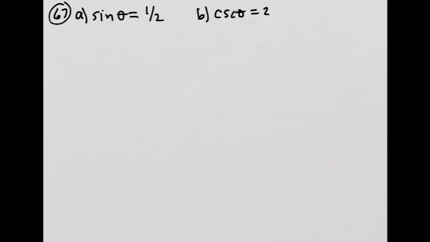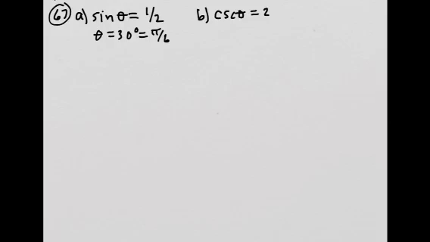So for 67 through 71, we're looking for angles that make the equation true. And again, we're looking only in quadrant 1, both in degrees and in radians. So for this one, theta is 30 degrees, which is pi over 6.